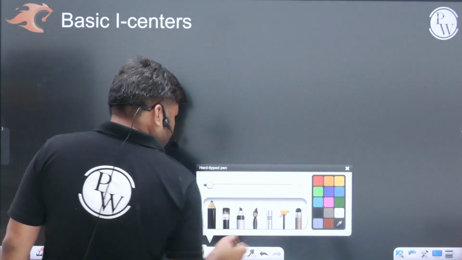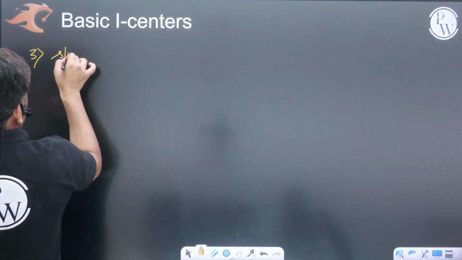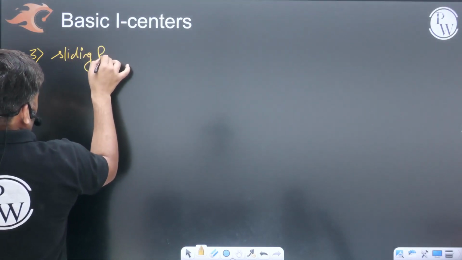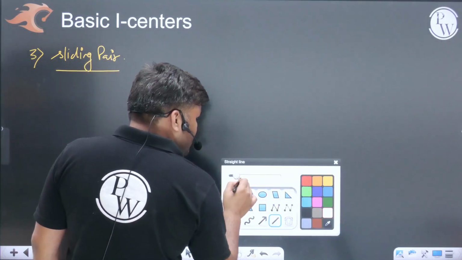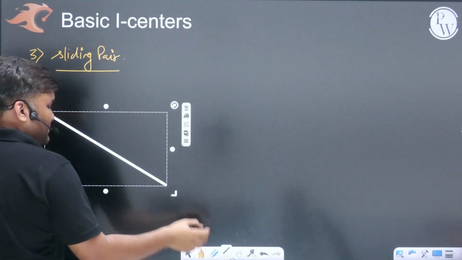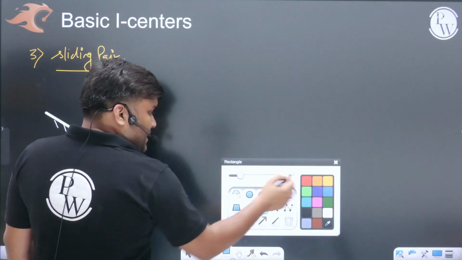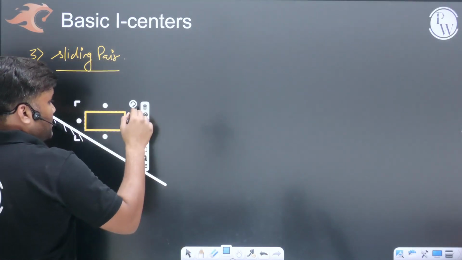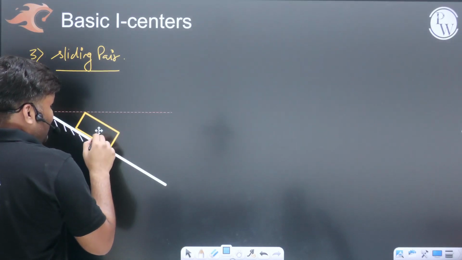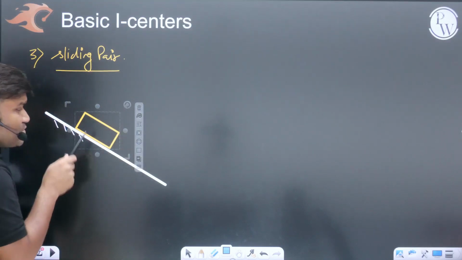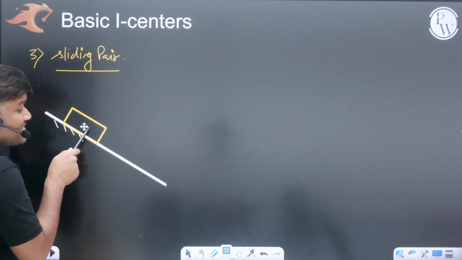Third thing. Suppose you are having a sliding pair. That means on a fixed surface, which is a straight line, there is a slider, and that slider is going to have sliding motion. What do you mean by sliding motion? It is having this kind of motion, sliding somewhere like this.